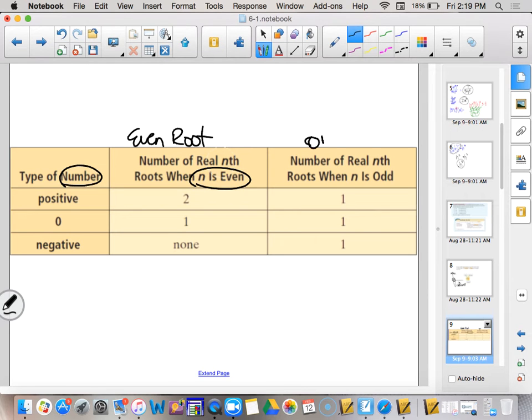If I have an odd root and a positive number, I'm going to have 1 answer. If I have an odd root and my number is 0, I'm going to have 1 answer. If I have an odd root and my number is negative, I'm going to have 1 answer. So obviously, if I have an odd root, I know I'm only going to have 1 answer. But if I'm looking at an even root, I might have more than 1 answer or no answer at all. So you need to pay very close attention to your roots, especially if they are even roots.